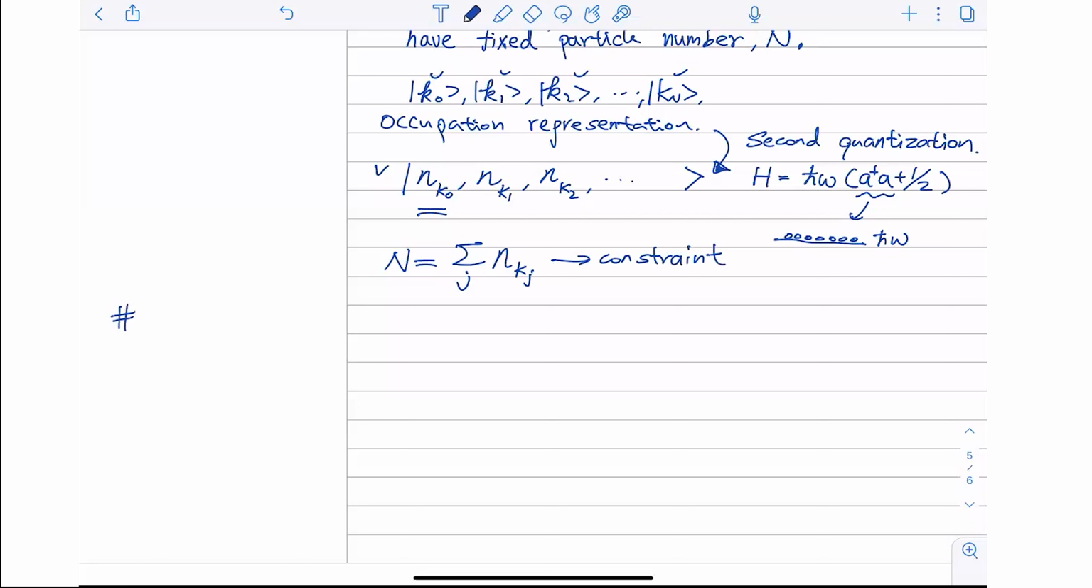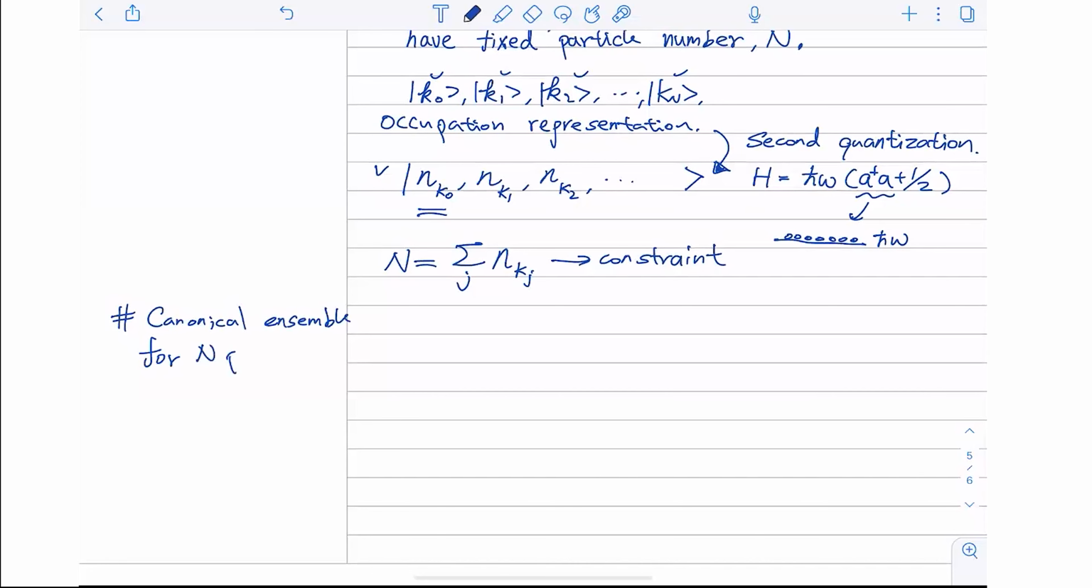So using this representation, we can write down the canonical ensemble for an n particle quantum system. Okay. So I'll just write it down.